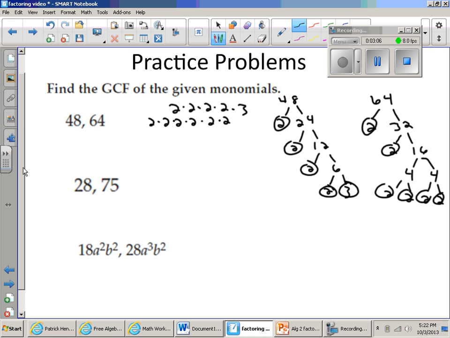So how do I find the GCF? I've got them circled and lined up. I just circle them. Now, just look at the top line. I have 2 times 2 times 2 times 2. Multiply 2 times 2 times 2 times 2. I get 16, so the GCF of 48 and 64 is 16.